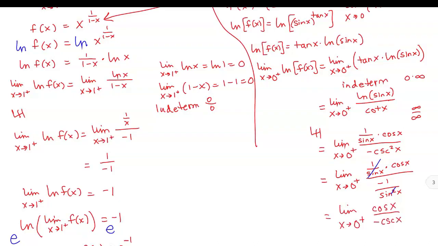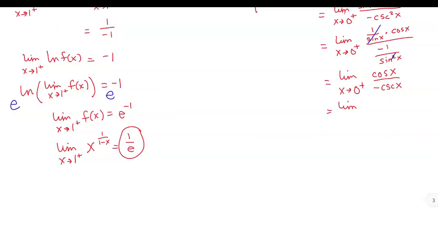Can we try to evaluate for 0 now? Probably going to be a problem unless, before we evaluate for 0, let's change dividing by cosecant into multiplying by sine. Sine of 0 is 0, and the cosine of 0 is 1. So I'm getting this limit as 0.